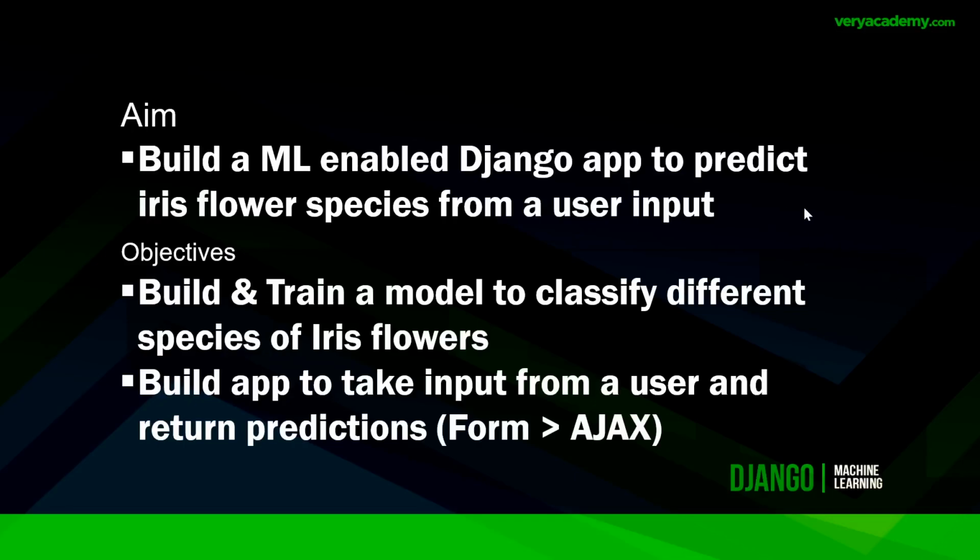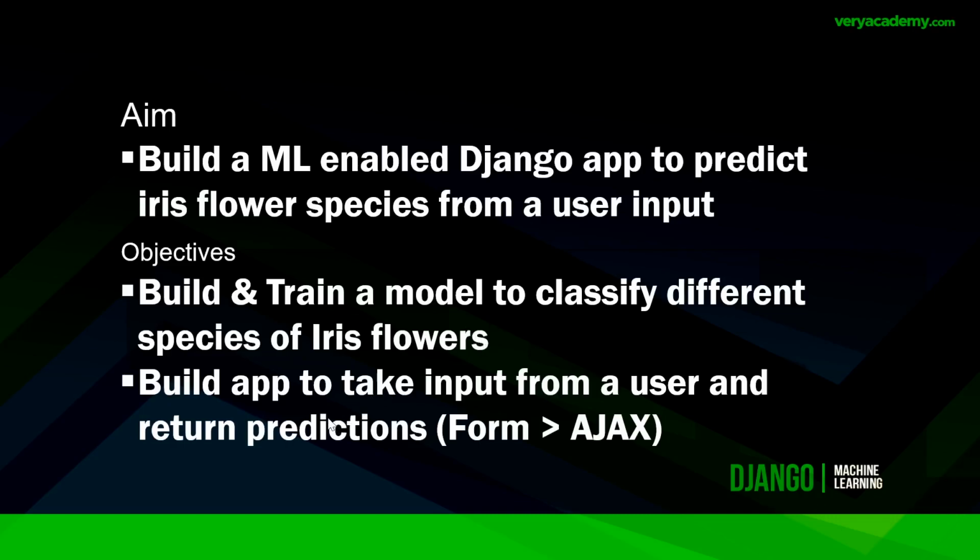Hello and welcome to this machine learning enabled Django app project. So we're going to build a Django app to predict the iris flower species from a user input. First of all, we're going to build and train a model to classify different species of iris flowers. So we're going to be utilizing Jupyter Labs.